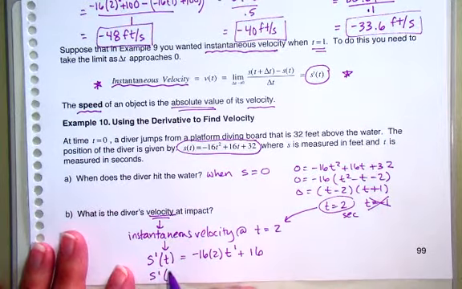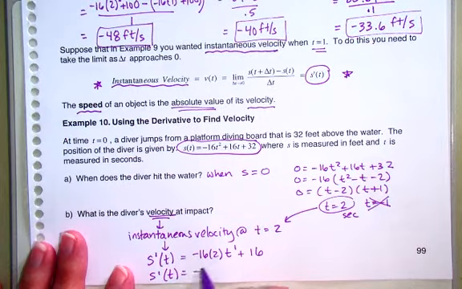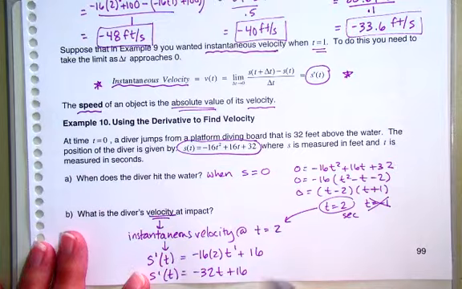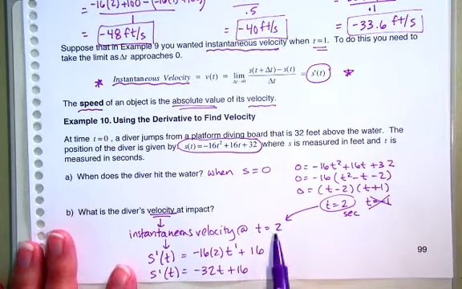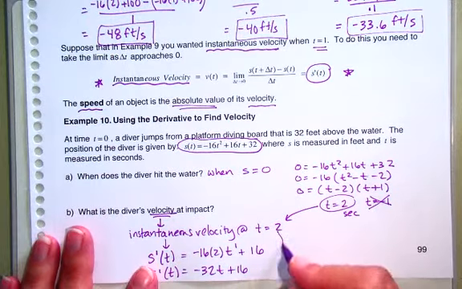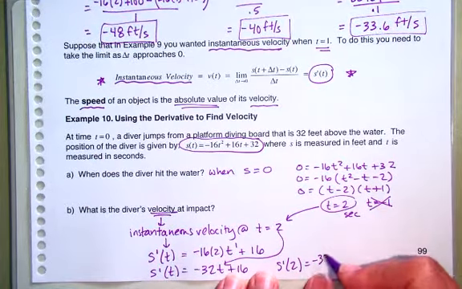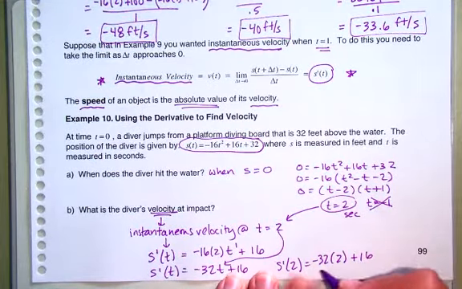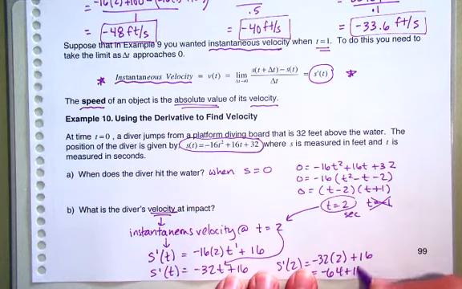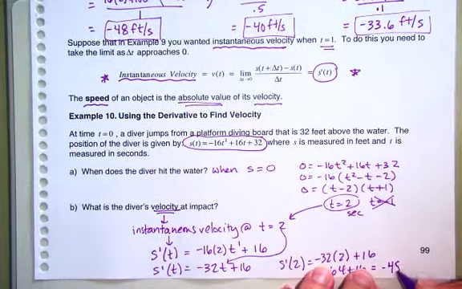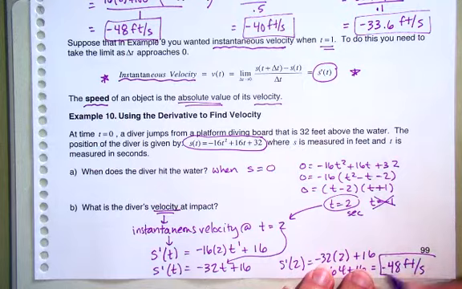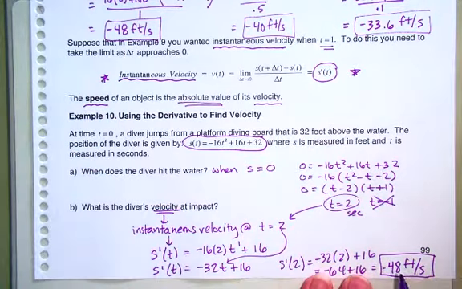S prime of t then, when I multiply this out, is negative 32t plus 16. Sorry about that. And now I want to find that at 2. So all I'm going to do is take this 2 and plug it in here. So s prime of 2 would just be negative 32 times 2 plus 16, and you get negative 48 feet per second. And that is the instantaneous velocity when the diver hits the water at time equals 2. And that's it for your notes.